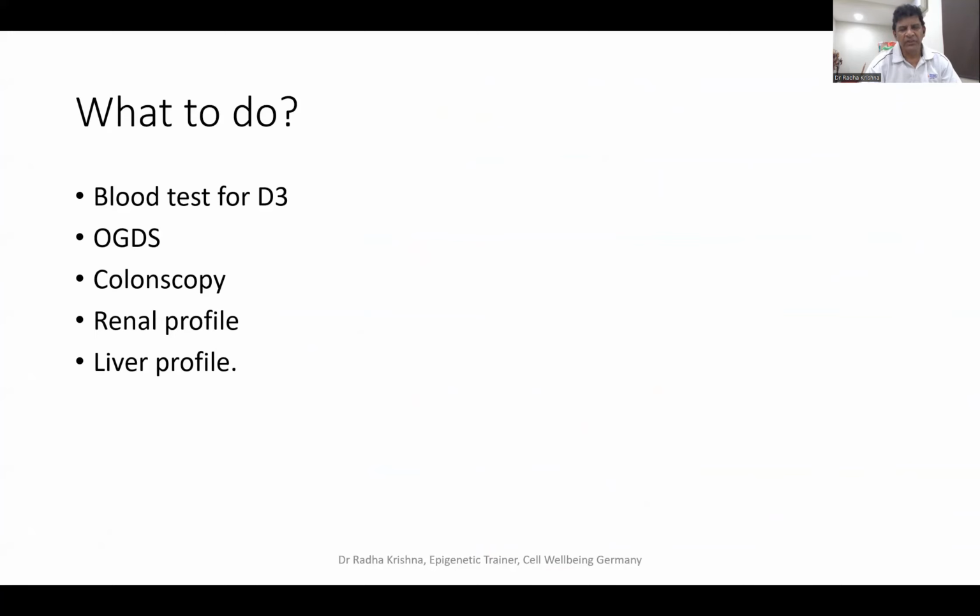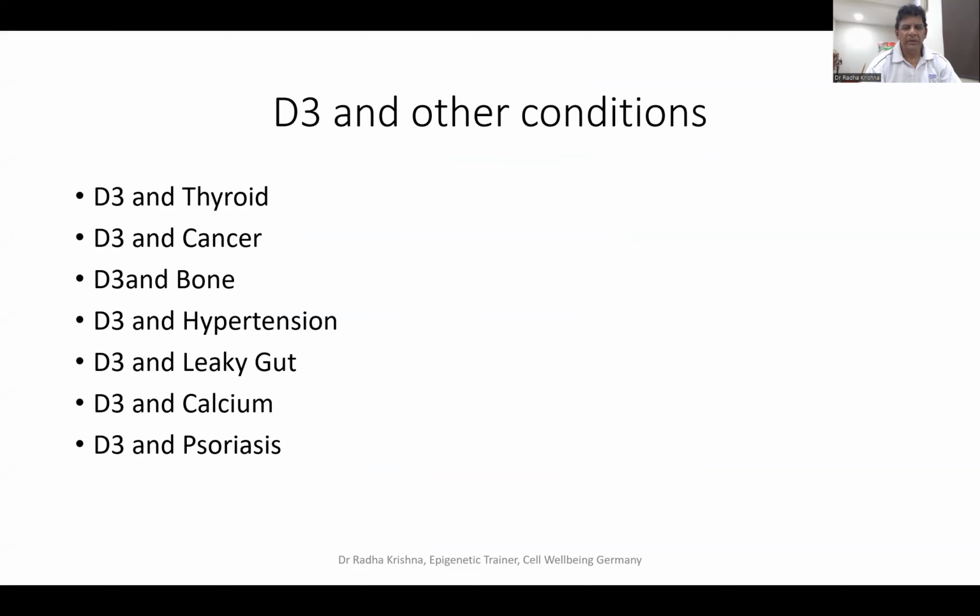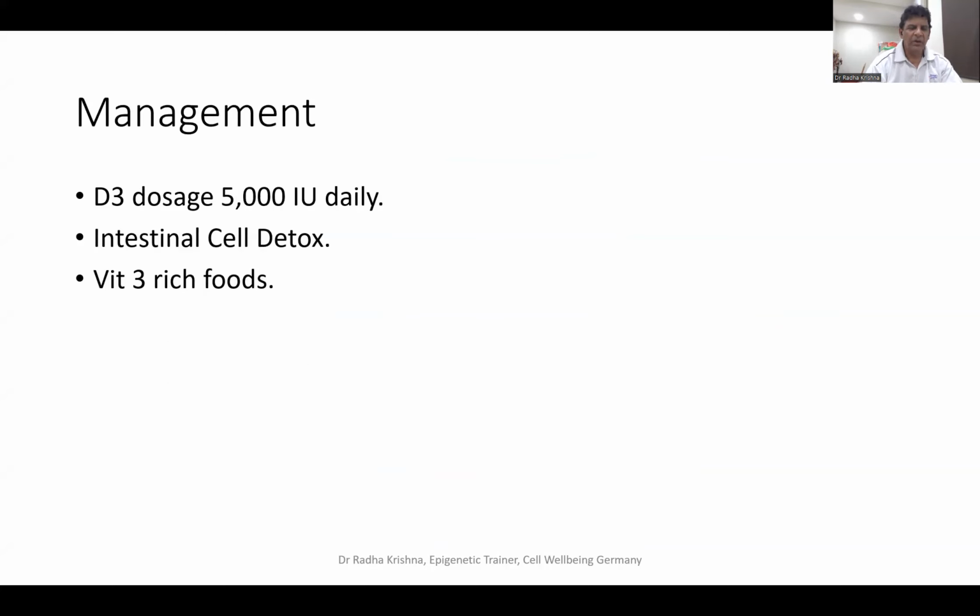Next, what to do? If you see a D3 deficiency, you can ask for OGDS, colonoscopy, renal profile, liver profile. It can be related to a thyroid problem, cancer, bone diseases, hypertension. When you look at a blood test, you must look at what is beyond it, especially in psoriasis, where patients lack D3. And what will be the normal dosage? It will be around 5,000 international units. You can give it orally by capsules or drops.